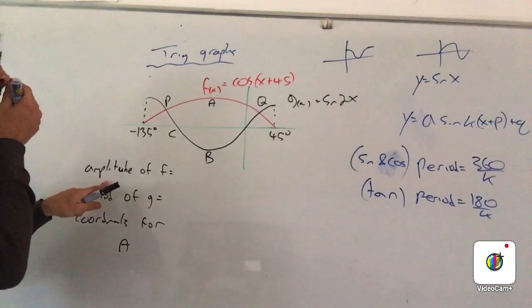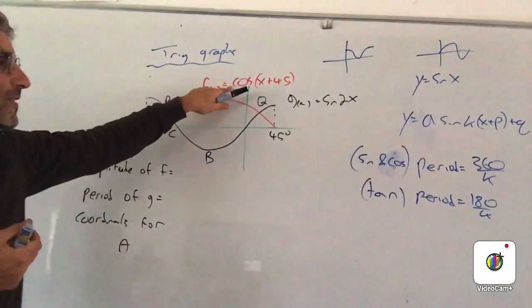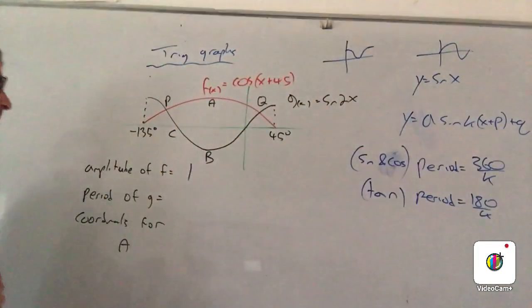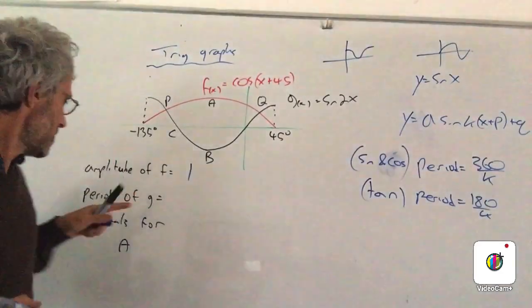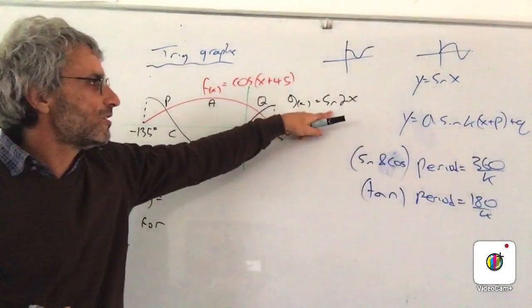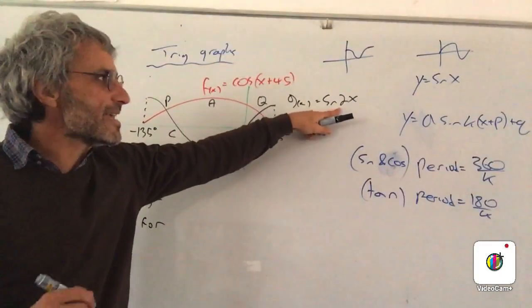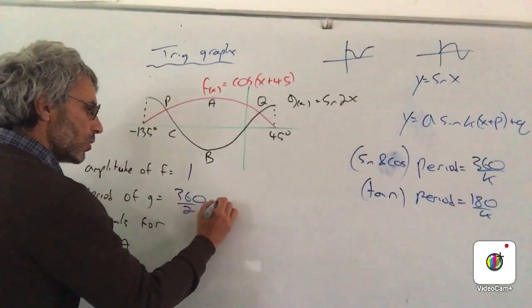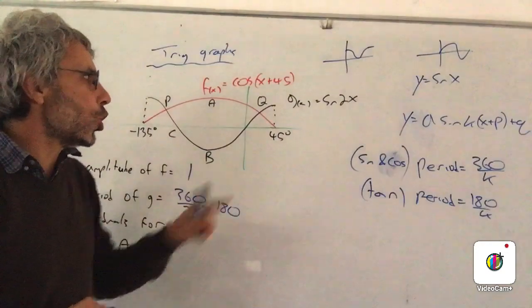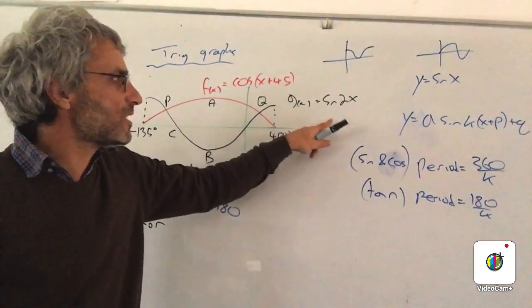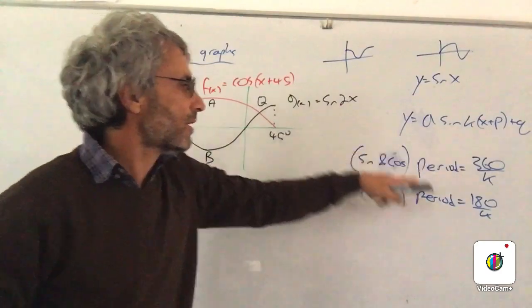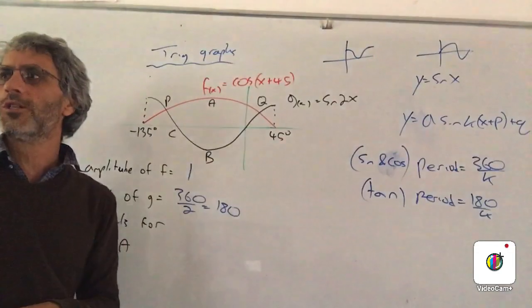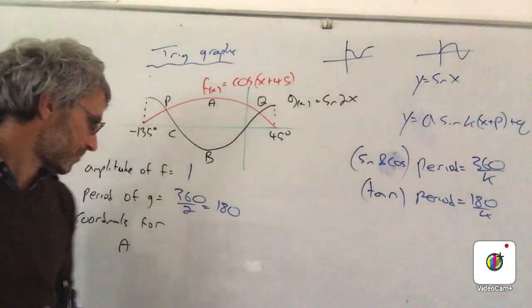What's the amplitude of f? 1. You can see that the coefficient in front of the cosine is just 1, so the amplitude is 1. The period of g. Well, the k is equal to 2. So the period will be 360 divided by 2, which is 180. A normal sine has a period of 360, but when I have that 2, the period is going to be 180. That means every 180 degrees, you go back to where you started.